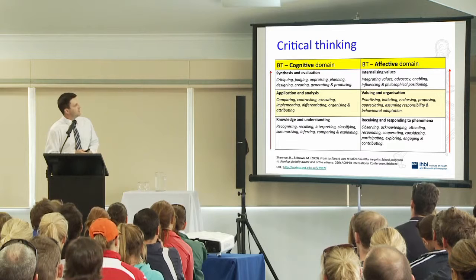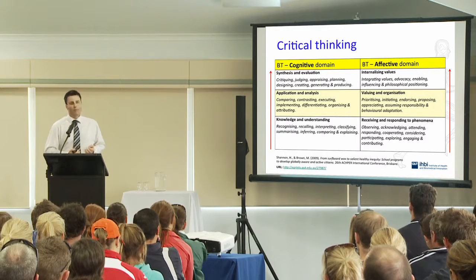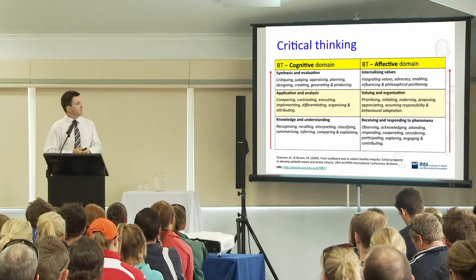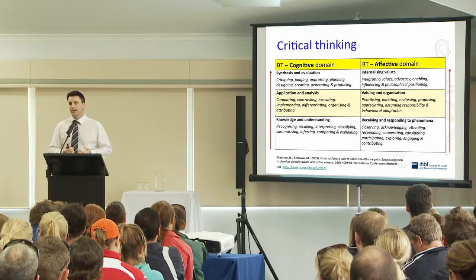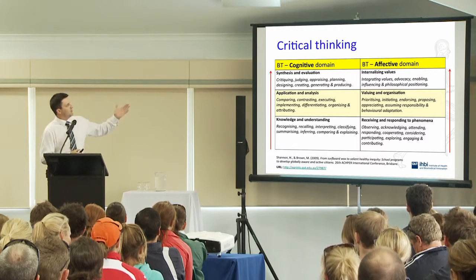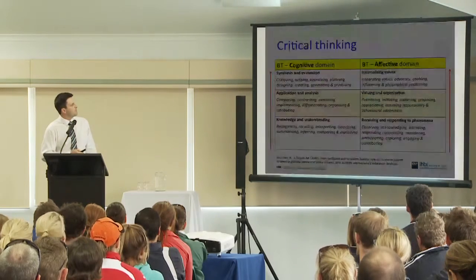We need to think about how they go together and how they can work in a homogeneous way. And on the left-hand side there is the cognitive domain, the right-hand side is the affective, and a summary of the different levels within those domains. And they really are presented as a hierarchy. And we have critical thinking in the cognitive domain that's up at the top end of that spectrum.